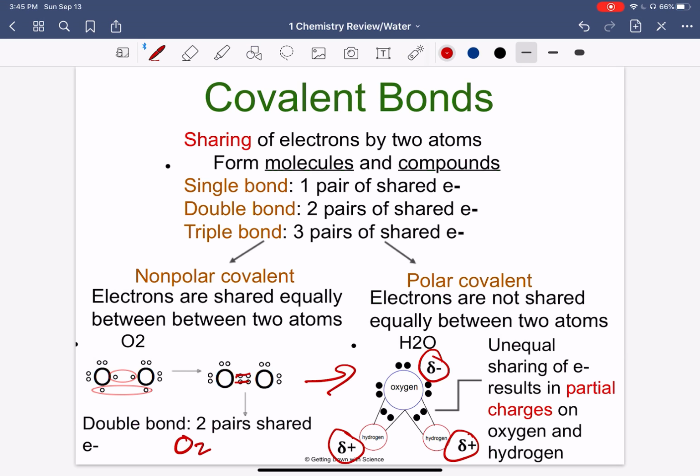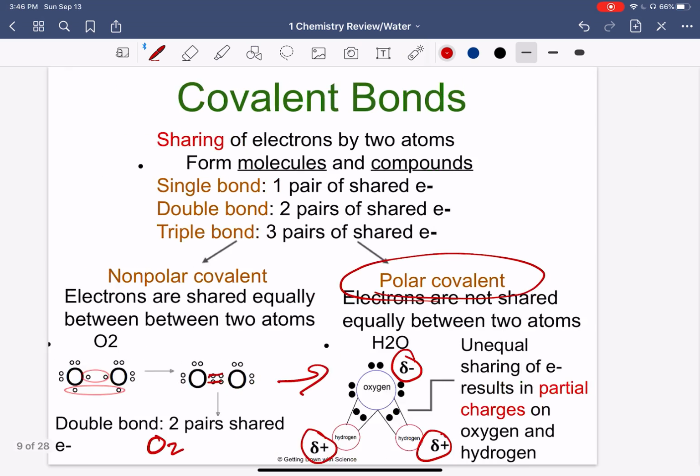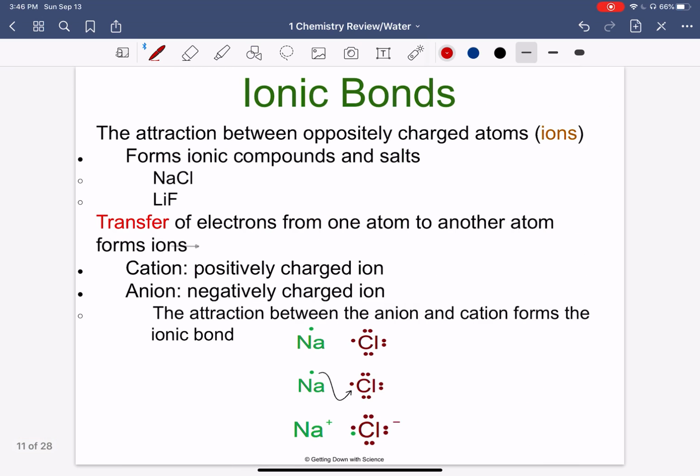What we do is we say that this is a polar covalent bond. They're sharing electrons, but it's a polar charge, meaning it's a polar compound, so it's a charged compound.